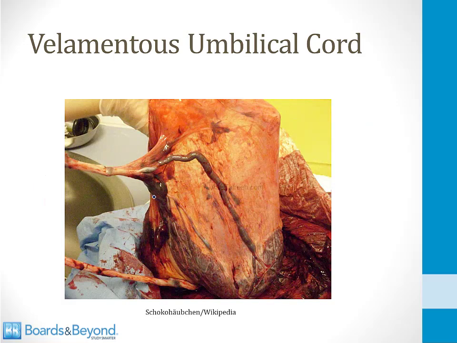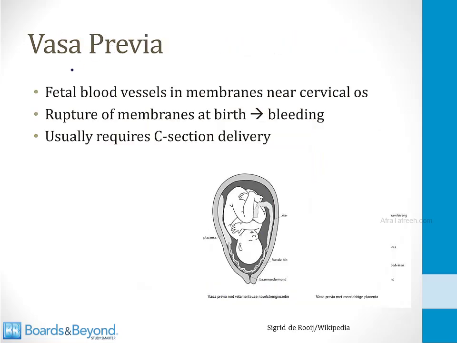And here's a picture of a velamentous umbilical cord. So you can see that the cord inserts right here, and then the fetal blood vessels travel through the membranes. They are not protected by Wharton's jelly. They then go to the placenta down here at the bottom. And in many cases, a velamentous cord is identified prenatally by ultrasound, and often a woman is offered a cesarean section as soon as the baby is viable to limit the risk that these vessels might rupture and harm the baby. Oftentimes, a velamentous cord occurs together with a condition called vasa previa.